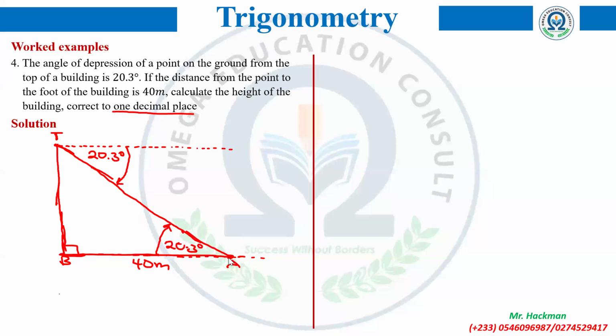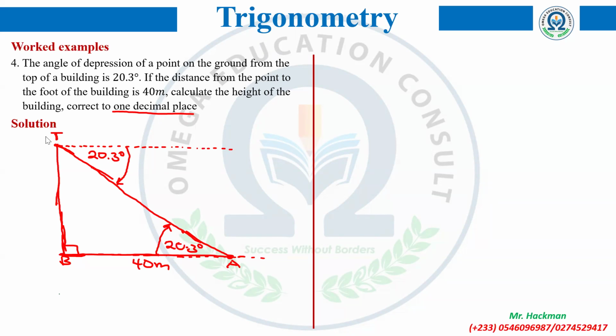When you join, it will always be a diagonal line. Because we are talking of the angle of depression, this diagonal line must always be below your original horizontal line of sight. So this angle here is the angle that you have to move from your original line of sight to sight this object at point A. This is the angle of depression, which the question says is 20.3 degrees.